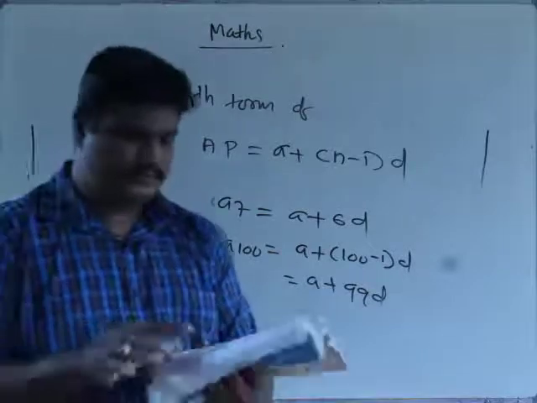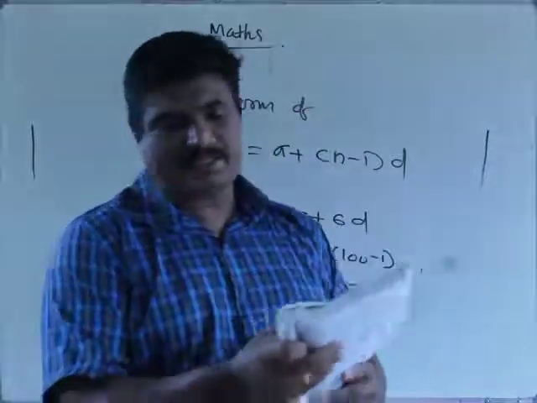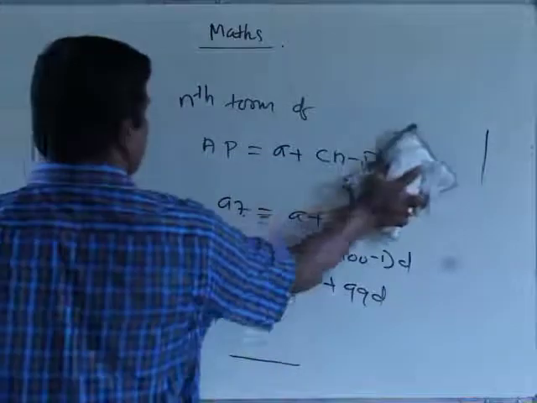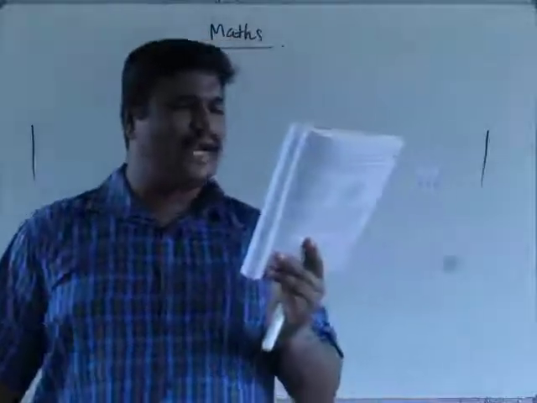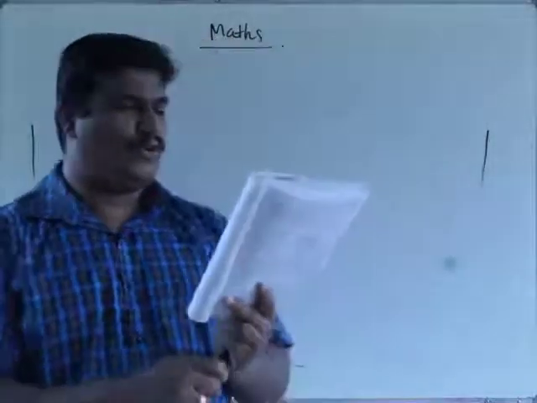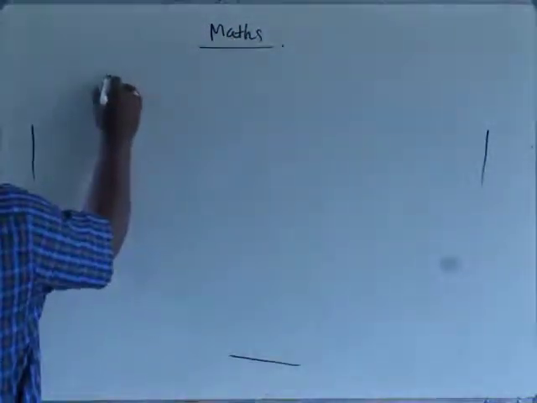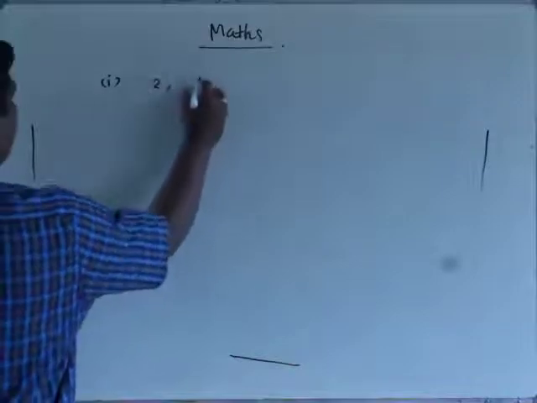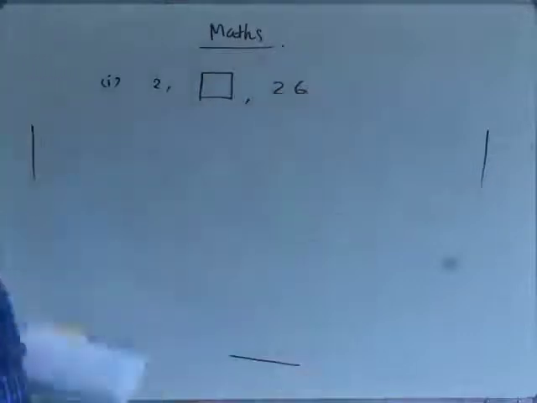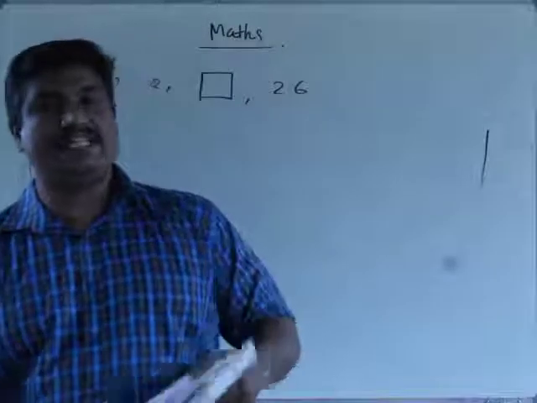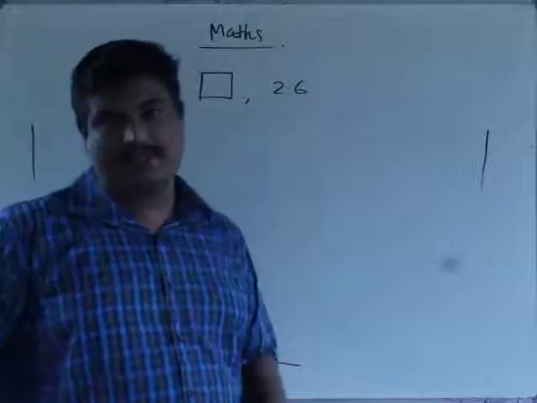Next question. Exercise 5.3, third question. In the following APs, find the missing terms in the boxes. The first one: 2, box, 26. It is an AP, all of you, so find out the missing number.